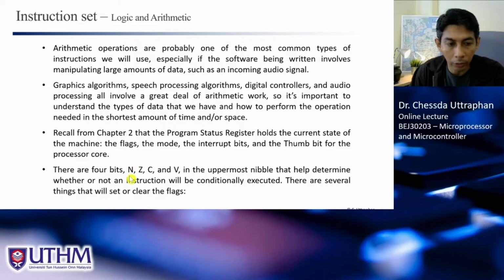We also need to know whether the result is positive or negative, especially when we perform comparison. If we subtract a number, for example a minus b, and the result is positive, it means that a is more than b. If the result is 0, it means that the numbers are equal. If the result is negative, it means that a is less than b. That information is provided in these bits or flags, so we need to know which operations affect these flags.